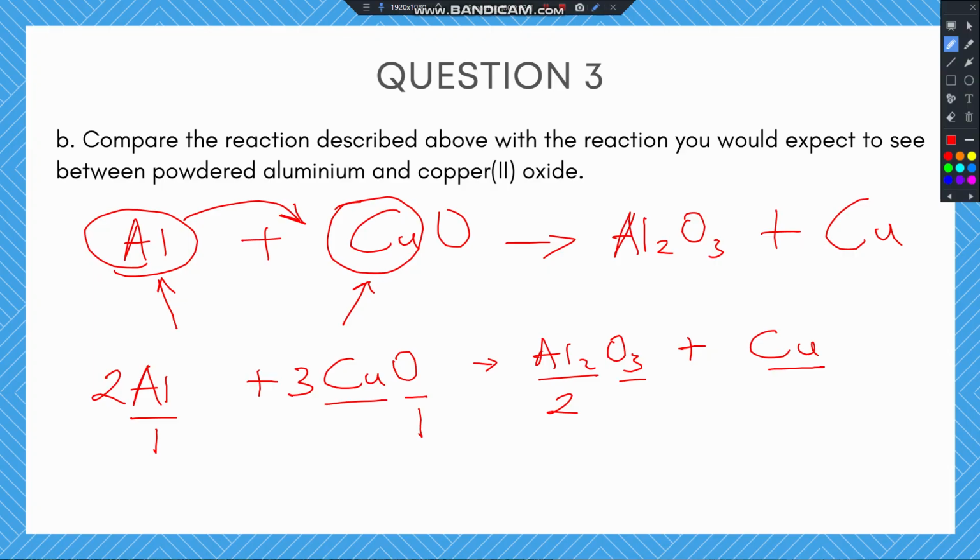Now by putting a coefficient of 3 we have also affected the number of copper atoms that are present, so we put a coefficient of 3 over here to make copper balanced on the left and on the right hand side. At this point all the atoms are fully balanced. 2 atoms of aluminium on both sides, 3 atoms of copper on both sides, 3 atoms of oxygen on both sides. So the equation is fully balanced. Let's move to the next one.